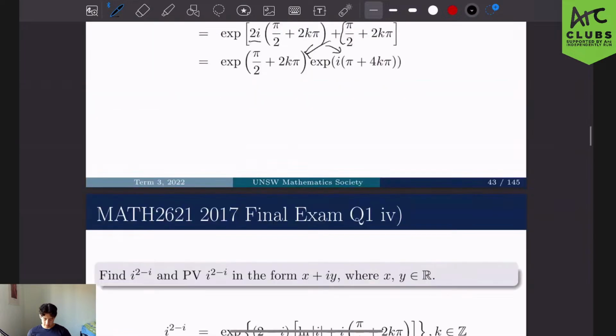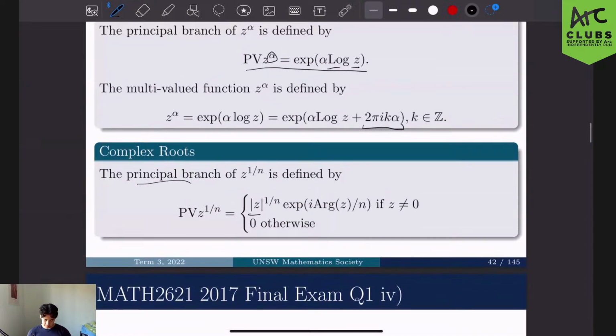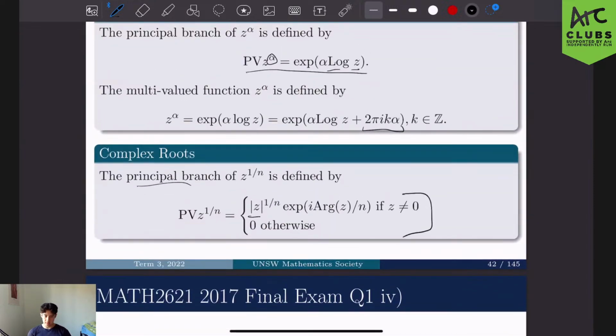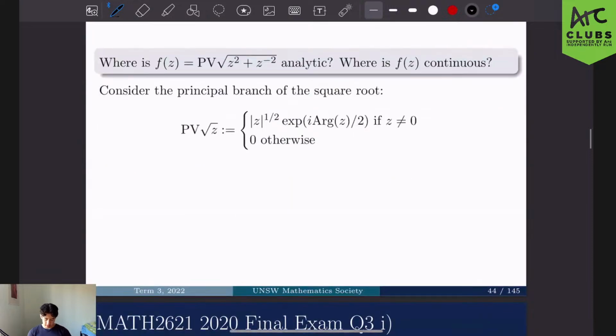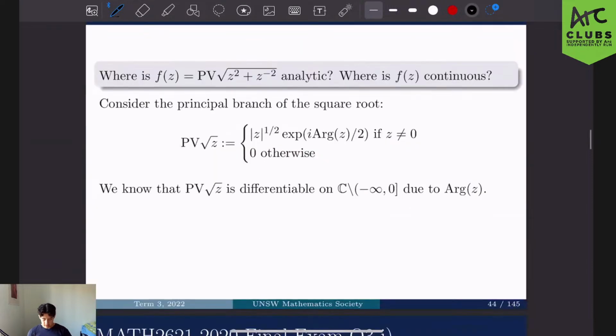So going back to our definition over here, this time n is going to be 2. So we can just substitute that into our equation. And we know that the principal value of the square root is differentiable on C, excluding this, right? Because the arg of z is not differentiable along this negative real axis, because that's like where the range hits each other.